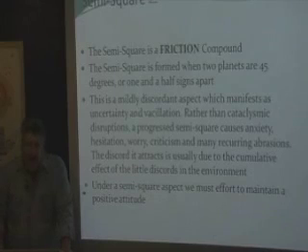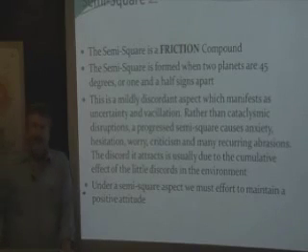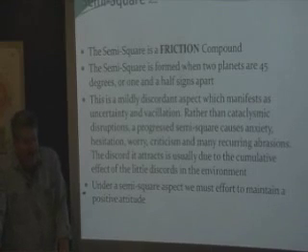So what can you do? If you have semi-squares in your chart, you have to really train yourself to maintain a positive attitude, because it doesn't always come naturally. They make you cranky. These are the cranky aspects.